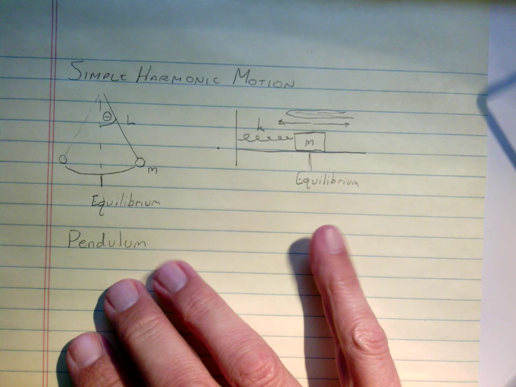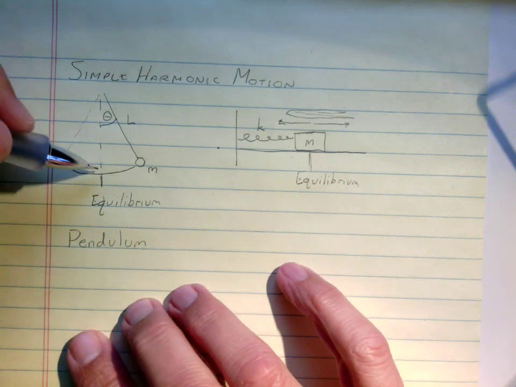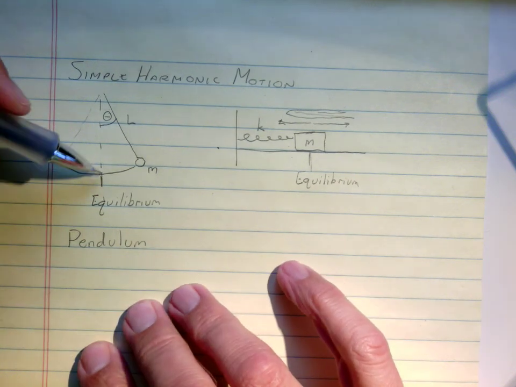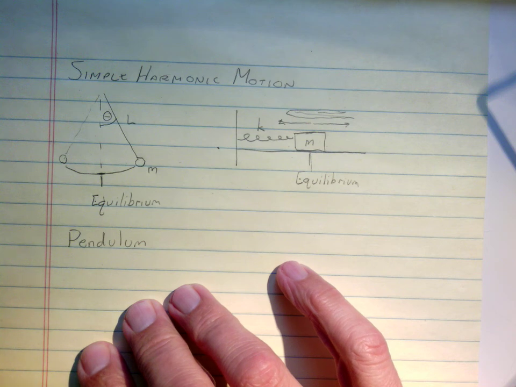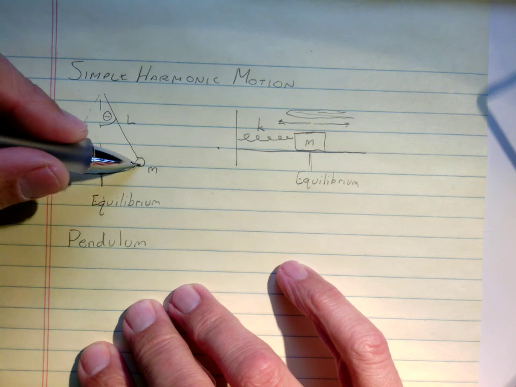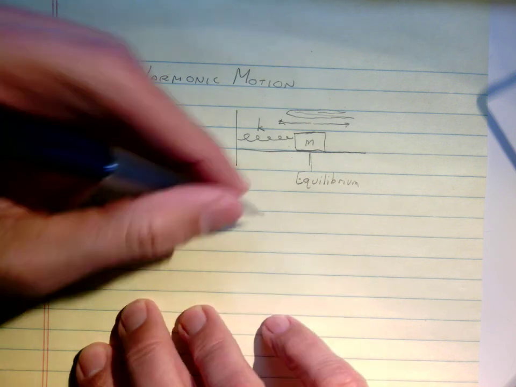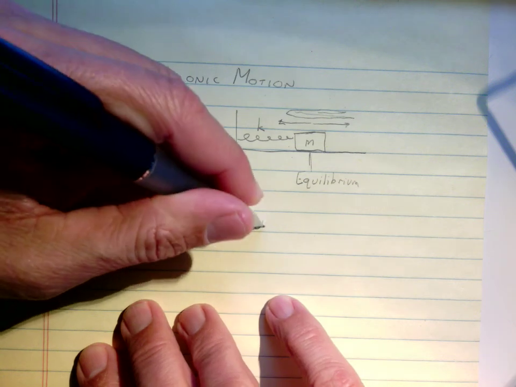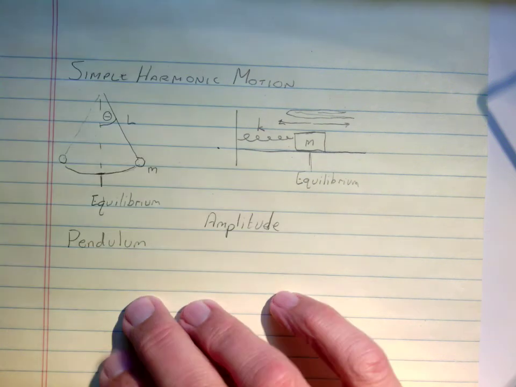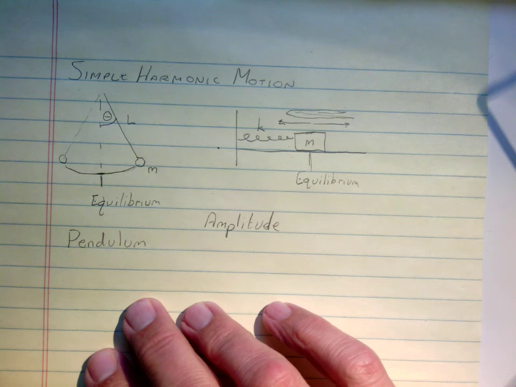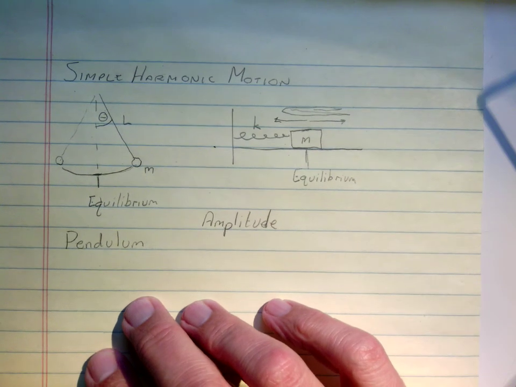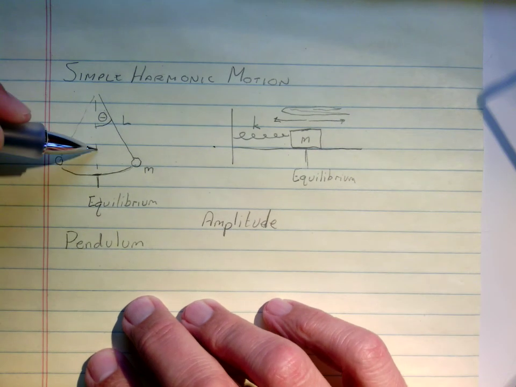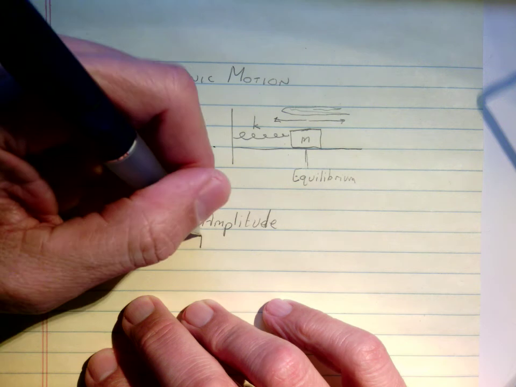So a lot of things can be done with simple harmonic motion. Generally, the way we do it is we either give it an initial velocity, hit the pendulum or hit the mass, or we stretch it out to some farthest point, which is called the amplitude. So it's characterized by having an amplitude. And another characterization of it is that there is a restoring force towards the center.